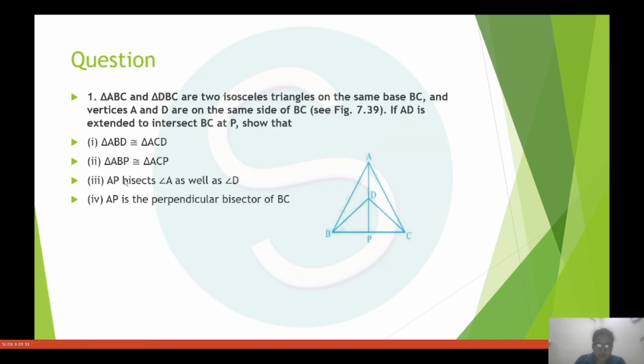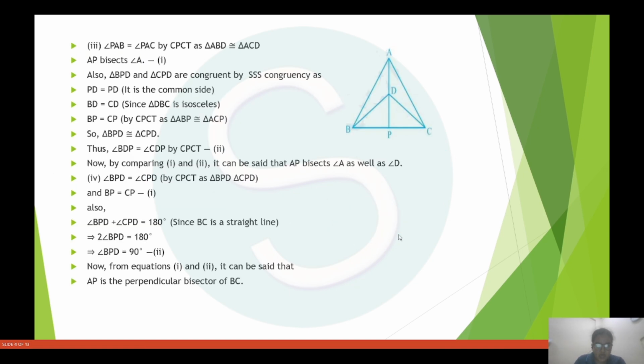हाँ, फोर्थ पार्ट हमें क्या प्रूव करना है? दैट AP इज अ परपेंडिकुलर बाइसेक्टर ऑफ BC. अगर BC का AP परपेंडिकुलर बाइसेक्टर है, इसका मतलब BP जो है वो PC के इक्वल है. सो हम कैसे प्रूव करेंगे? इस फोर्थ पार्ट को करने के लिए हम सबसे पहले क्या करेंगे कि BPD और CPD जो है वो इक्वल प्रूव करेंगे बाय CPCT क्योंकि दोनों ट्रायंगल्स जो है वो कॉन्ग्रुएंट है. देन BP इक्वल्स टू CP, राइट, बाय CPCT.